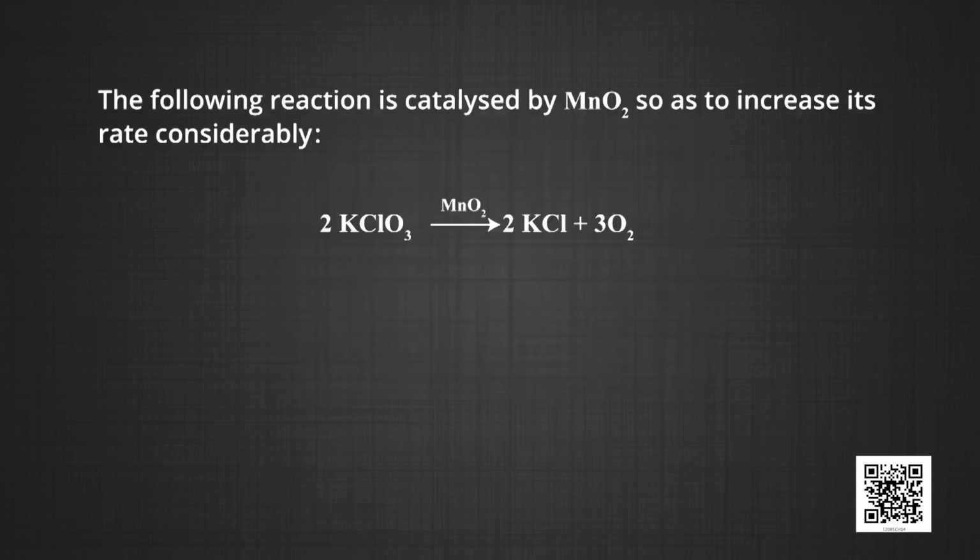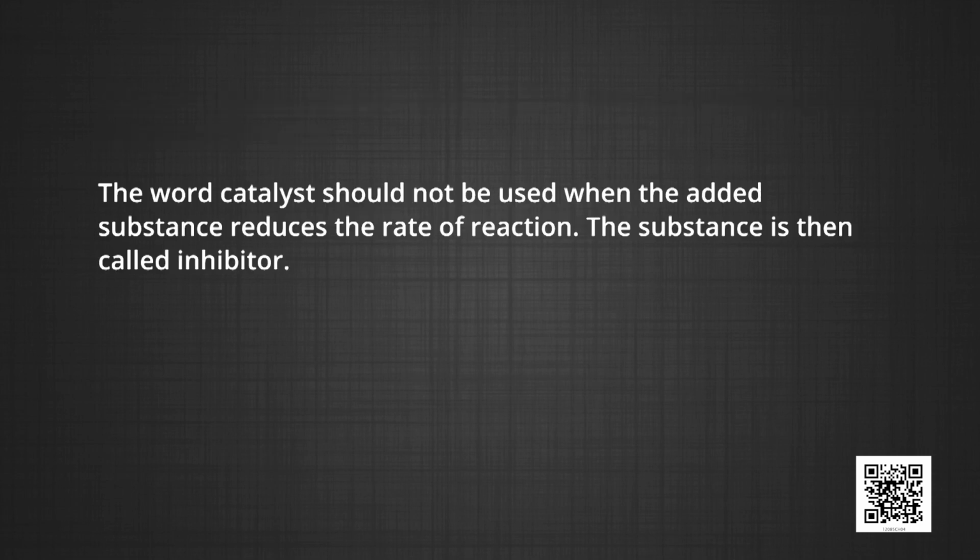For example, MnO2 catalyzes the following reaction so as to increase its rate considerably. The reaction is 2 KClO3 gives 2 KCl plus 3 O2. This reaction is catalyzed by MnO2. The word catalyst should not be used when the added substance reduces the rate of the reaction; the substance is then called an inhibitor.